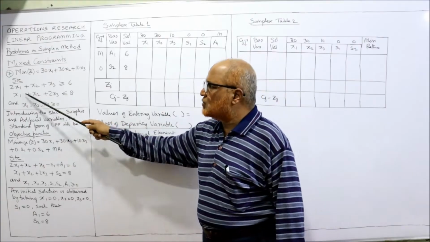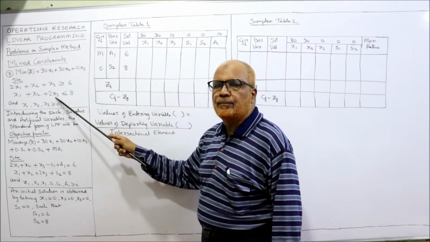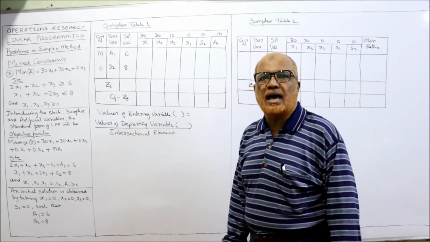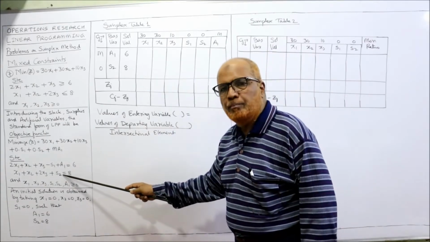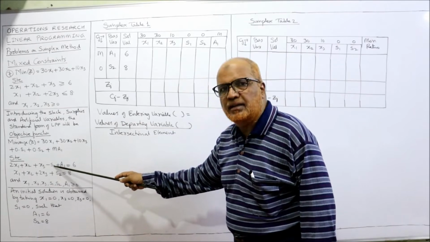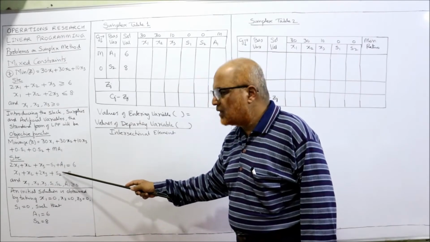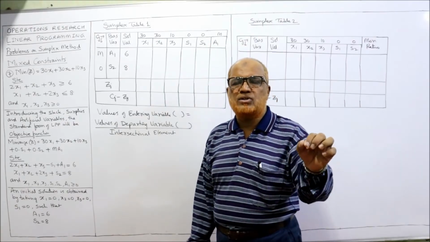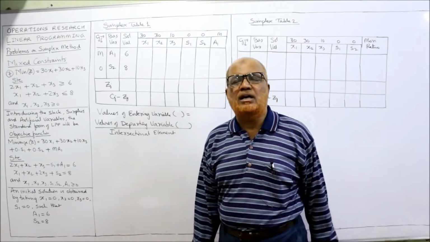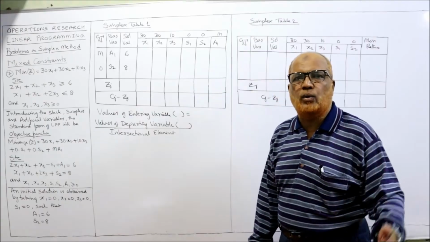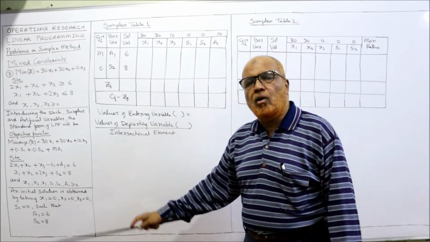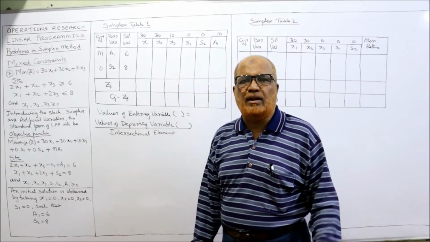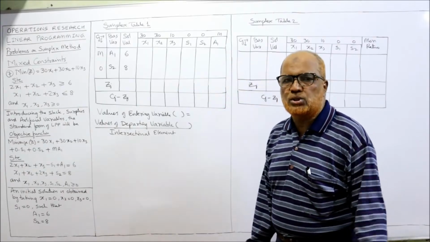Second constraint: x1 plus x2 plus 2x3. Here it is less than equal to type, so we have to add the slack variable plus s2, because s1 we have already subtracted here. So we give the name s2, is equal to 8. With the slack variable, surplus variable and artificial variable, we convert the inequalities into equations. And all the variables x1, x2, x3, s1, s2, a1 are greater than equal to 0.